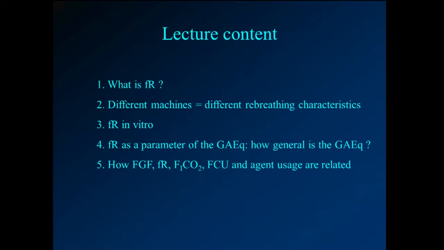How do different anesthesia machines differ? How does a fraction of rebreathing look like in vitro? What can it tell us about anesthetic agent use? And how does fraction of rebreathing, fresh gas flows, relate to CO2 absorbent usage and agent usage?